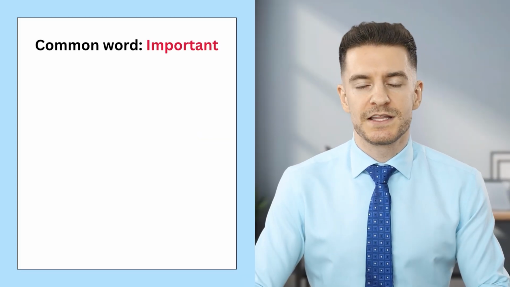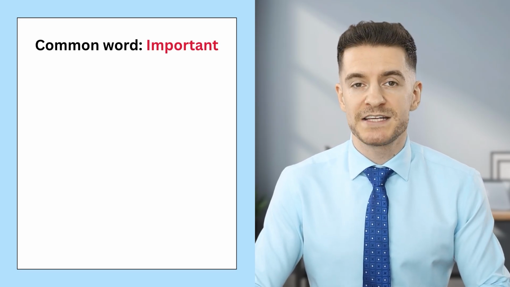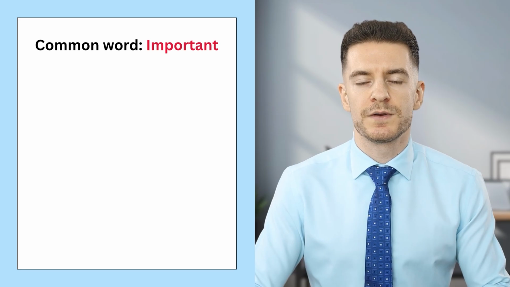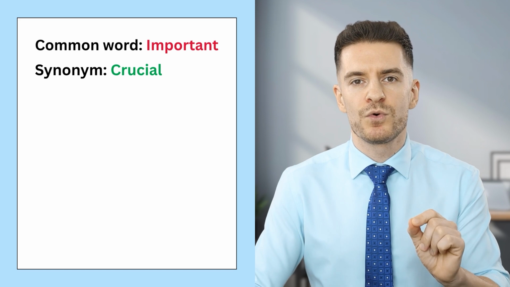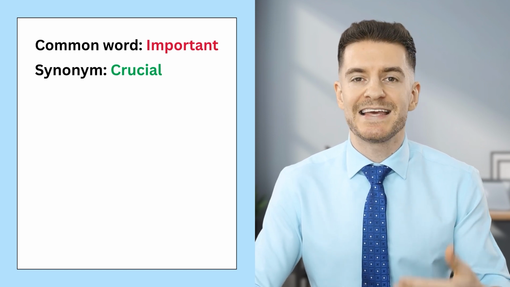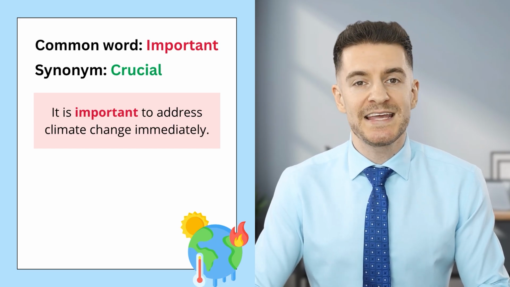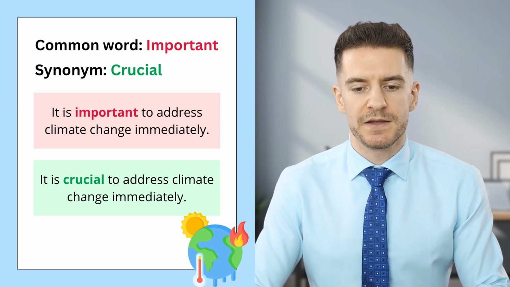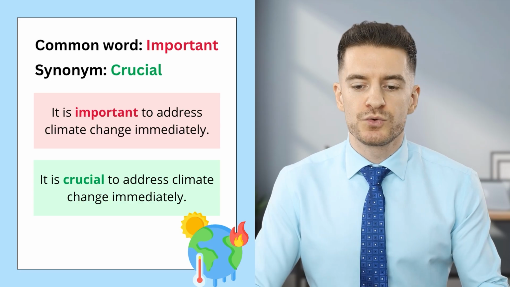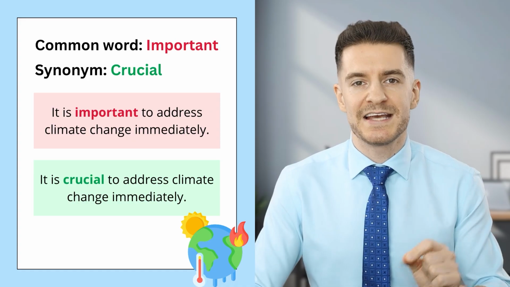Moving on to word 25, which is important. This is a very common word that is very overused in IELTS speaking and writing. Now, there are many different alternatives for important, but a very simple one is crucial. Crucial means extremely important or essential, so something that is necessary. For example, it's important to address climate change immediately. Well, we could say it's crucial to address climate change immediately. Now, just remember that crucial is stronger than important, and it means something that is essential or necessary.